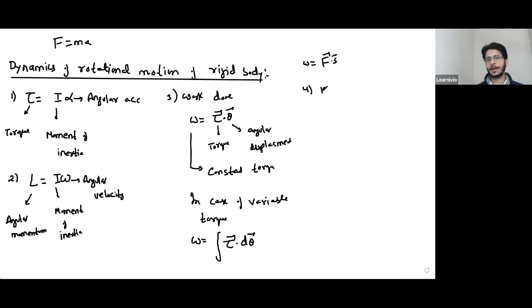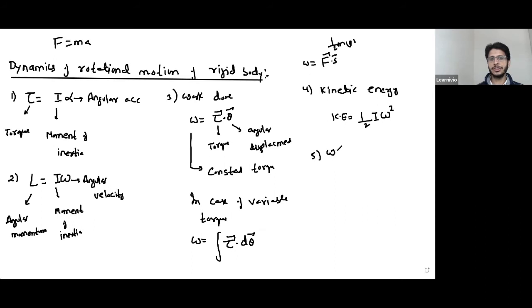After work done, you have kinetic energy. In straight line motion, kinetic energy is half mv square. But in rotation, instead of mass, you will use moment of inertia, and instead of velocity, you will use angular velocity. It's half I omega square. That's the expression of kinetic energy.